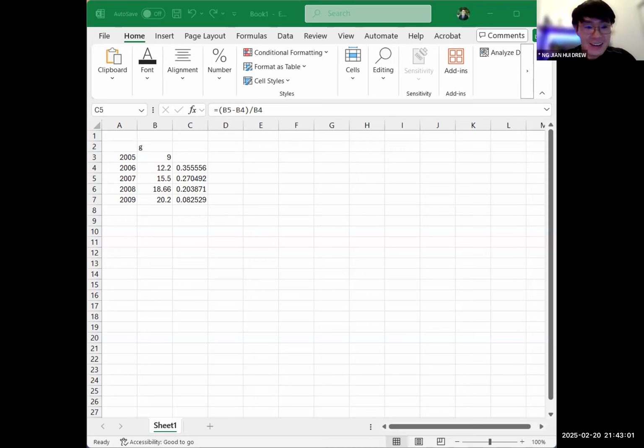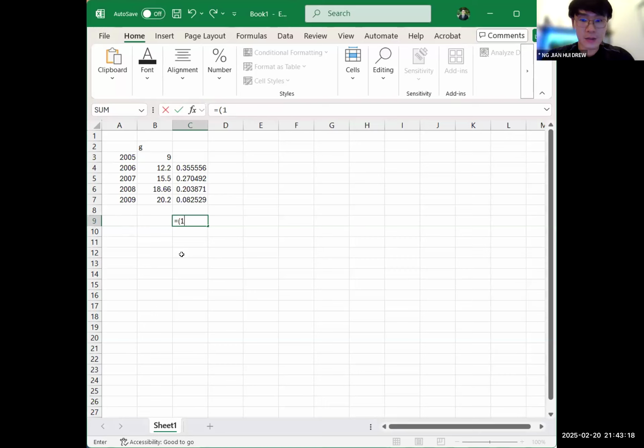Yes. Okay, so you're right. So we shouldn't use this. We should use the CAGR. Let me just put this. Okay, it's 15.5, the ending, divided by 9, all to the power of 1 divided by 2, minus 1. Should be this.